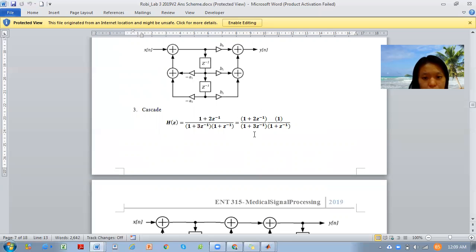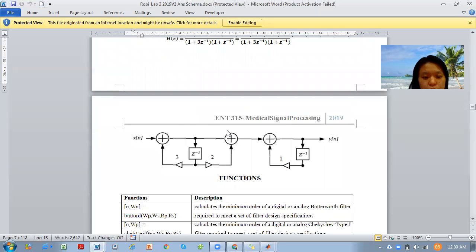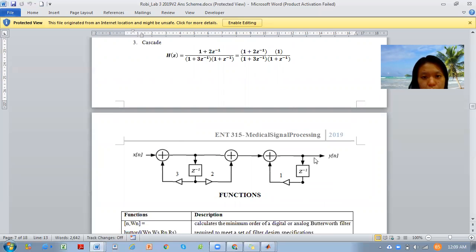It is the same as if you divide into two: the transfer function for your H1 and the transfer function for the second one, H2. So here are your H1 and H2. How do we draw this one? First, we have this equation, and then we separate it into two functions. This is the first numerator and the second numerator, and this one will follow the first, and multiply 1, we get back 1 plus 2z^-1.